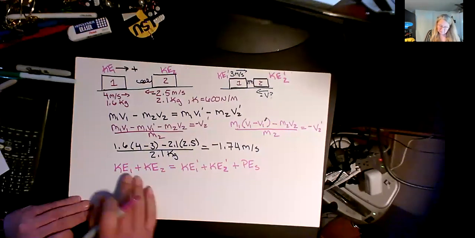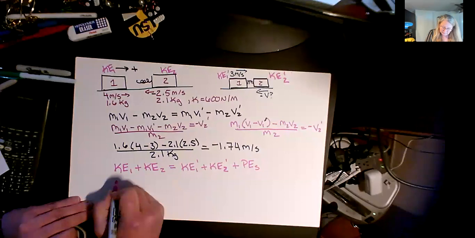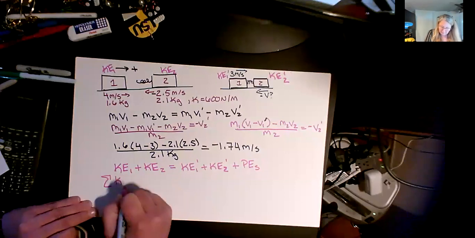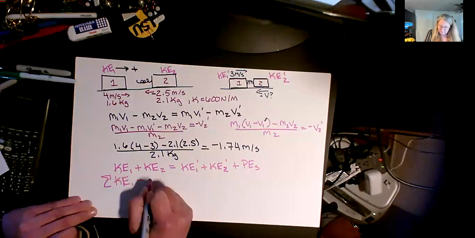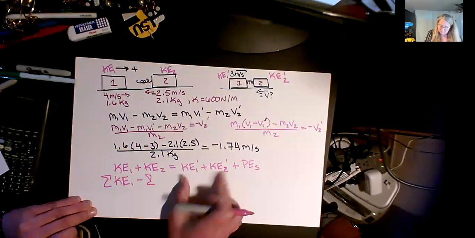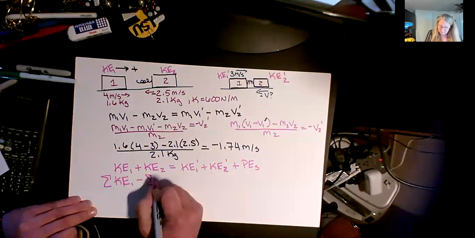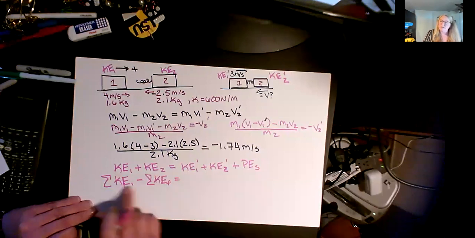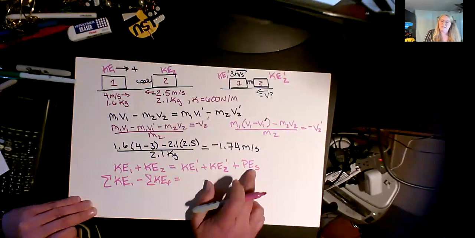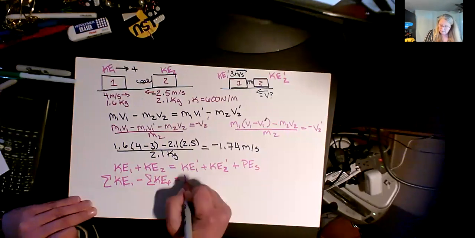So in essence, what I'm looking at is the sum of my KE initial minus the sum of my KE final, because this is just the sum of those two things, is going to equal the difference in those energies that's going into compressing that spring.